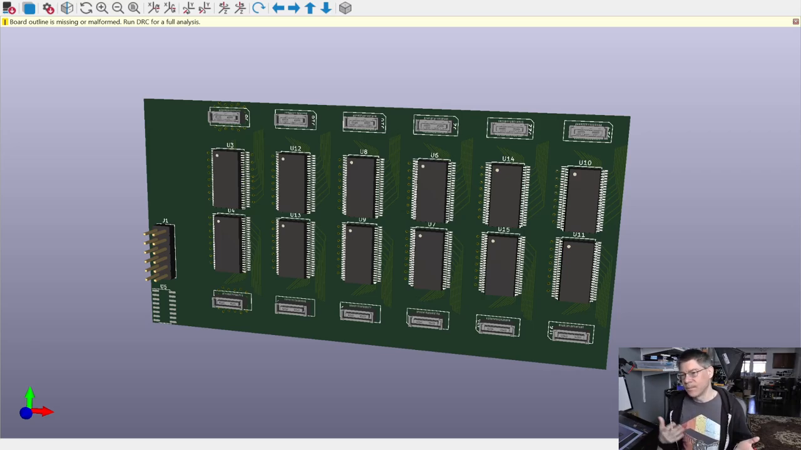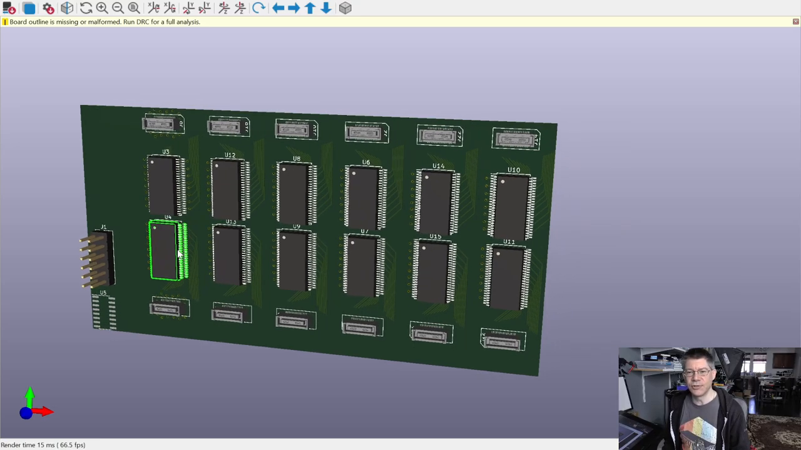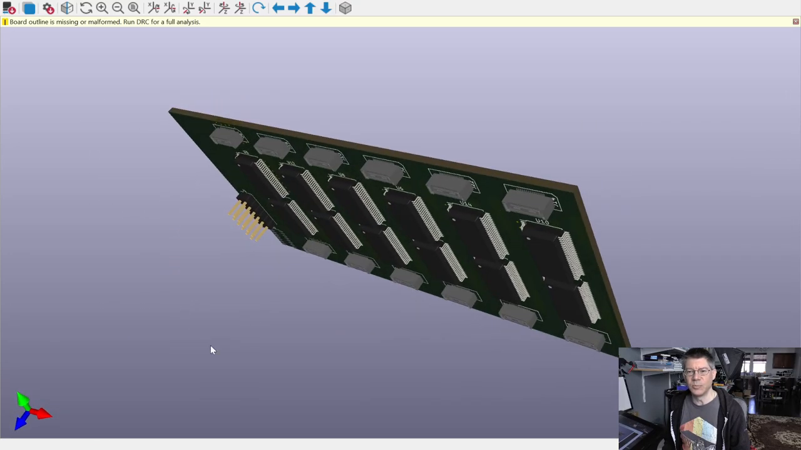It doesn't really matter how separated they are, because the data lines just go one half to one side and one half to the other side, and all the control lines are just hooked together. So this is a pretty neat board.